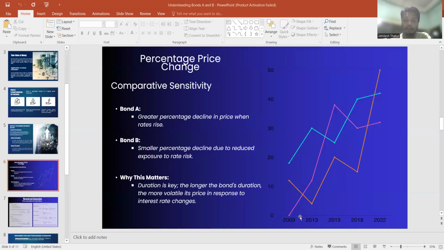Next is percentage price change. So, why do bond prices fall when interest rates rise? Well, it is simple actually. When new bonds are issued with higher interest rates, older bonds with lower rates become less valuable, and investors will demand a lower price for these older bonds because they can get better returns from new bonds. So if you own a bond and interest rates go up, the price of your bond will drop because people will prefer the new bonds with higher interest rates.